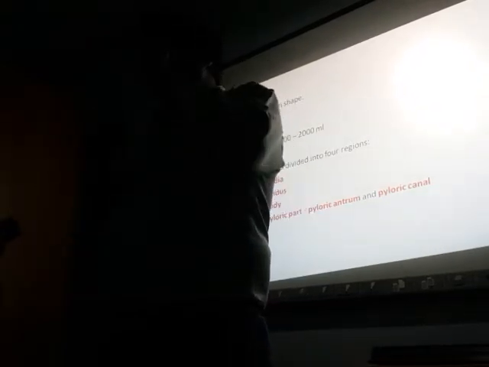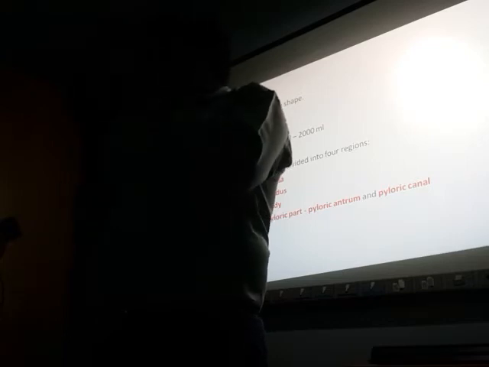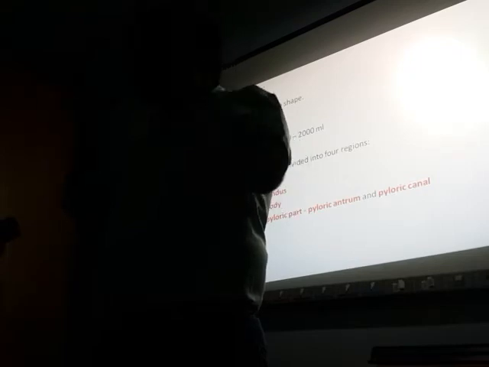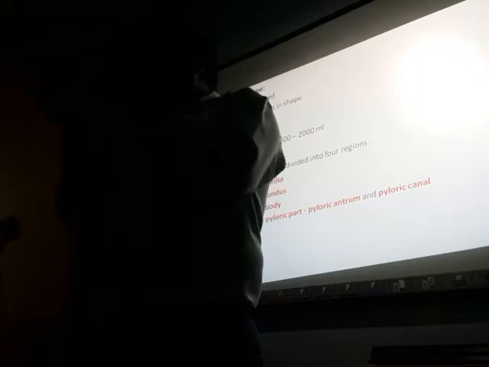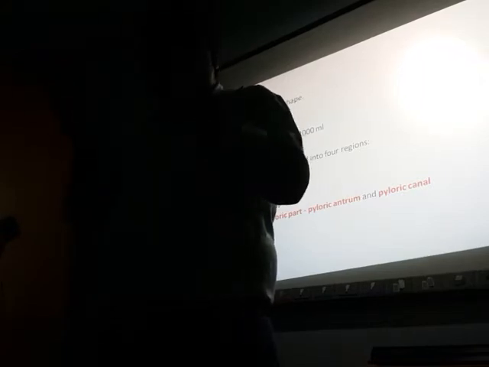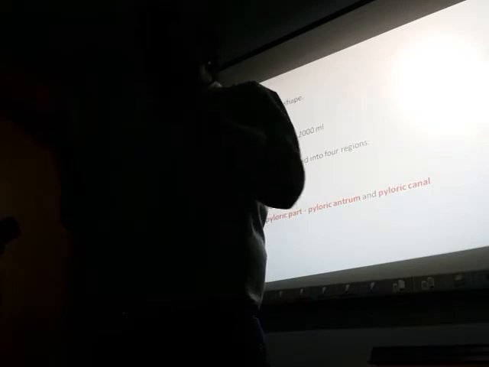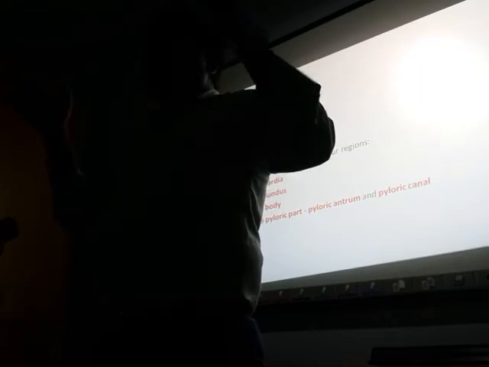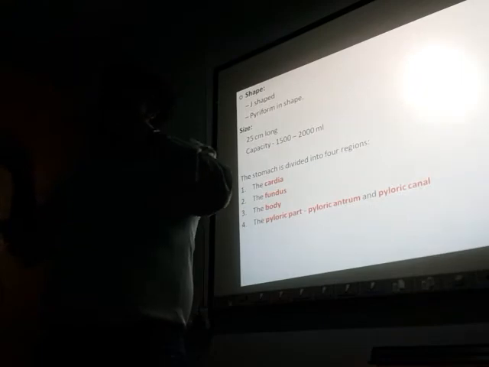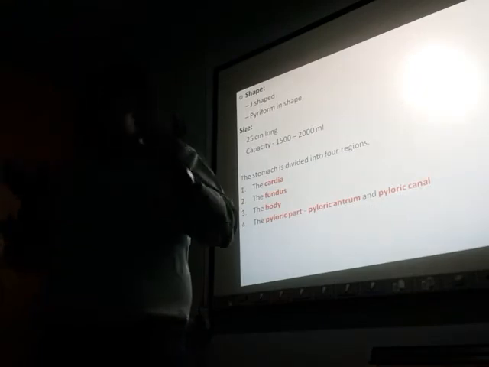Even when you look at the capacity, 1500 to 2500 ml, and its storage, if you look into the interior of the stomach, the mucous membrane or mucosa is folded. Mainly the longitudinal mucosal folds, which we call rugae. Rugae help in the distension and storage of the stomach. If you compare the anatomy with the function, you will understand it in a better way.